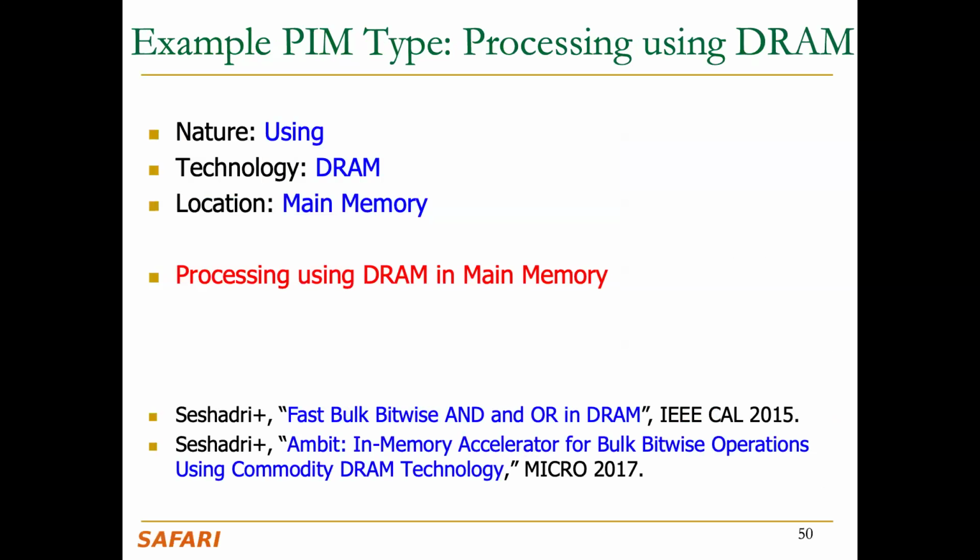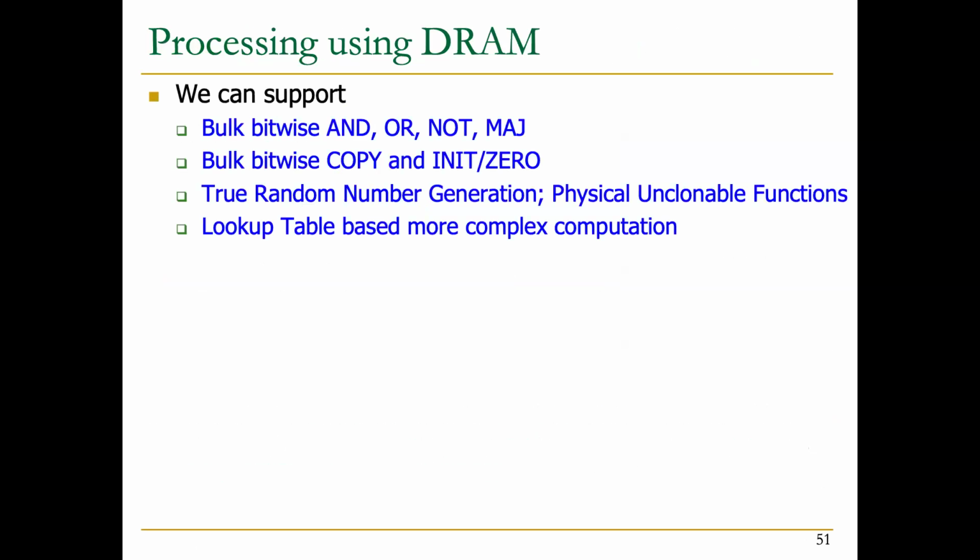I'm going to focus on processing using DRAM in main memory. So let me give you the takeaways. This is based on some of our research, as well as some of the other research that built on our research. We can support a lot of operations in DRAM, bulk bitwise AND, OR, NOT, majority, without significant modifications to the DRAM circuitry. We can do bulk bitwise copying and initialization.